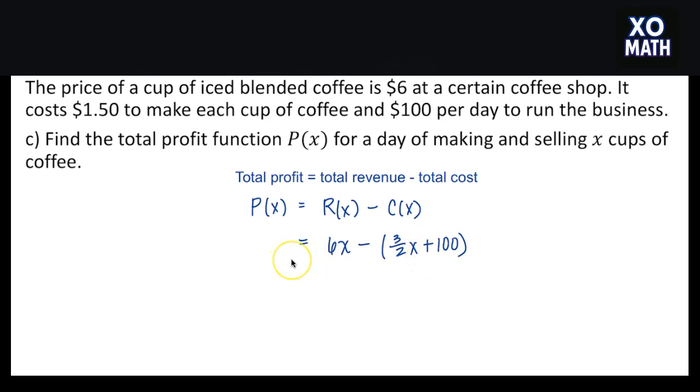So now let's go ahead and distribute the negative. So we have 6x minus 3/2 x minus 100. Now 6x minus 3/2 x are like terms. So we would subtract 6 minus 3/2, or it might be more helpful to remember that 3/2 was 1.5. So 6 minus 1.5 is 4.5x minus 100. So the total profit function, P of x, is 4.5x minus 100.